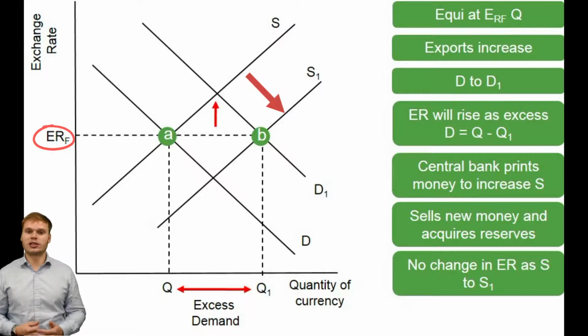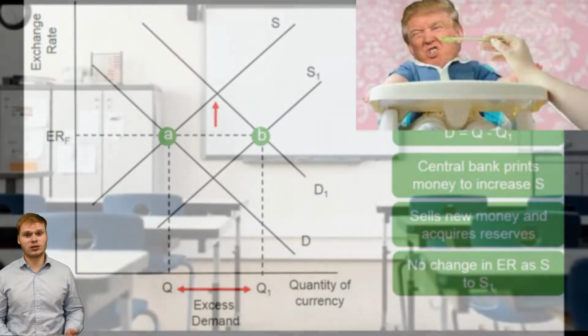And a country may want to keep the currency pegged because it can boost their exports. They can depreciate their currency artificially to boost their exports. And this is what Trump is accusing China of doing now. So, what is the issue with fixing your exchange rate?